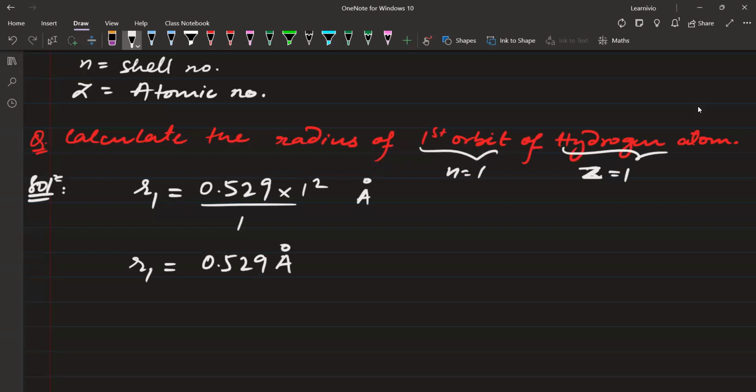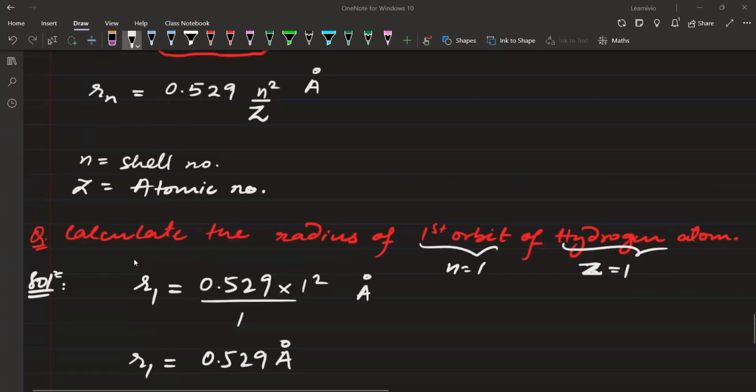Now please try to understand one point, listen carefully. This constant 0.529 angstrom is basically the radius of the first orbit of the hydrogen atom. In the formula, n square and z will be constantly changing, because if you go to the second orbit it will be larger, and if you go to lithium or helium, the z will also change. What is constant in the formula of radius is 0.529 angstrom. It is the radius of the hydrogen atom.